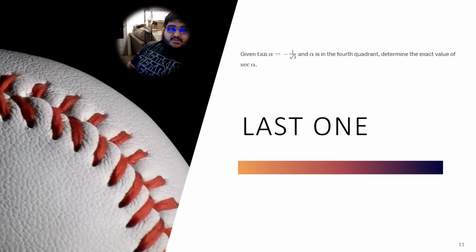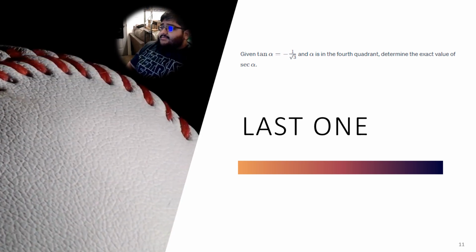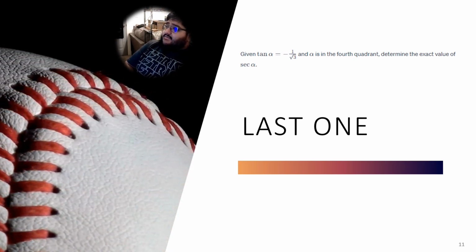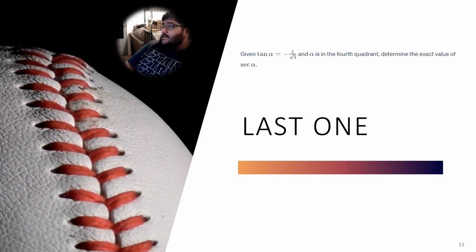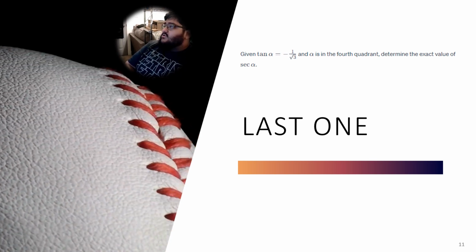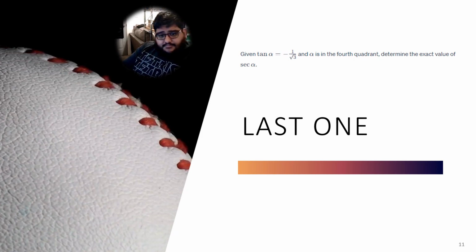And this is going to be the last question. For this one, we have tan alpha is equal to negative 1 over square root of 3, and alpha is in the fourth quadrant. Determine the exact value of secant alpha.